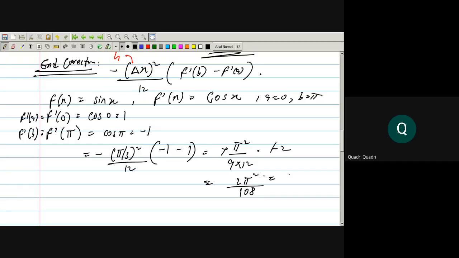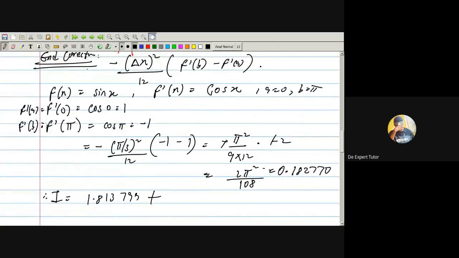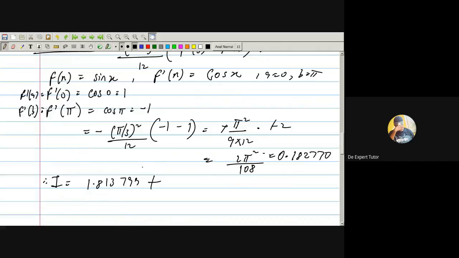2 pi squared over 108, 3.14 squared. Is that correct? 0.182. Okay. So therefore, my integral now with the end correction will give me my previous answer plus this one that I got here. Don't forget that there is a minus in this thing that you are adding with it too. So plus 0.182771, and the answer is 1.99659.